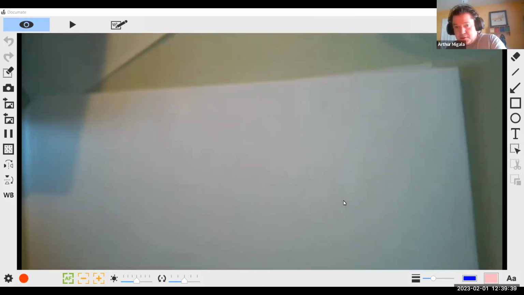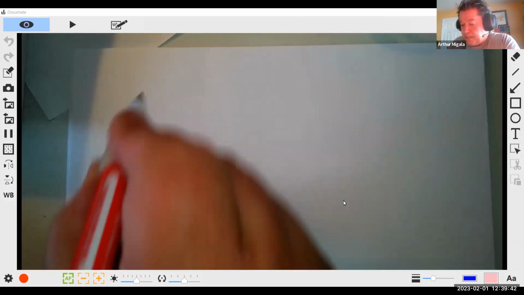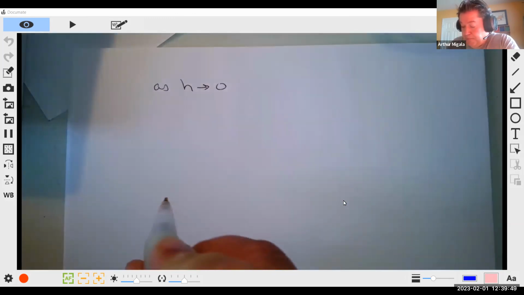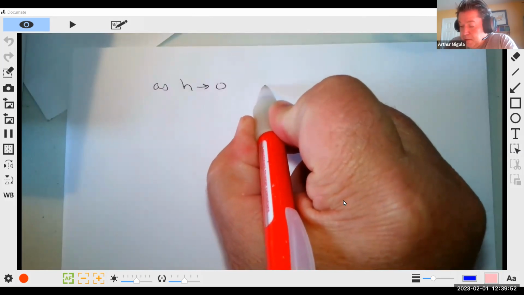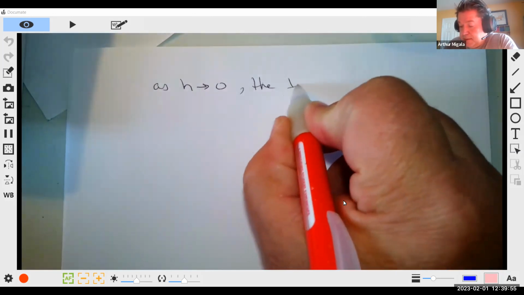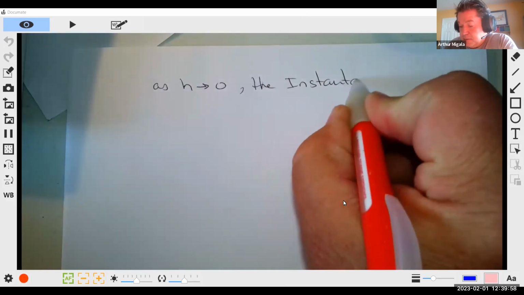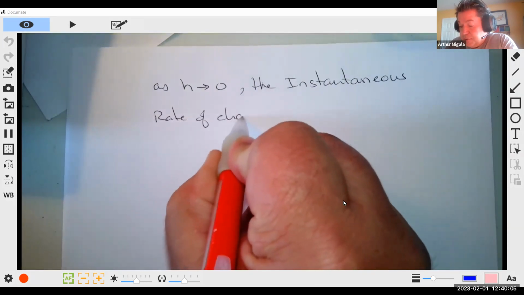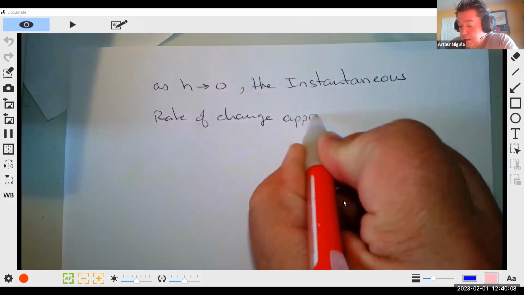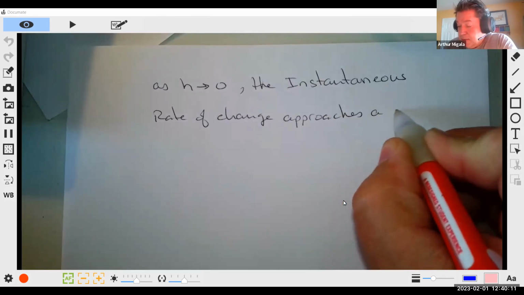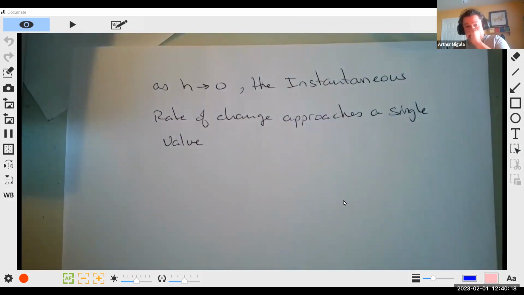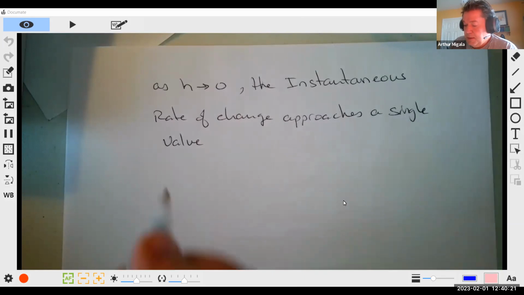All right. So now we're going to relate this to limits. As h approaches 0, the instantaneous rate of change approaches a single value, the actual slope at that point. So that's what we're saying here.